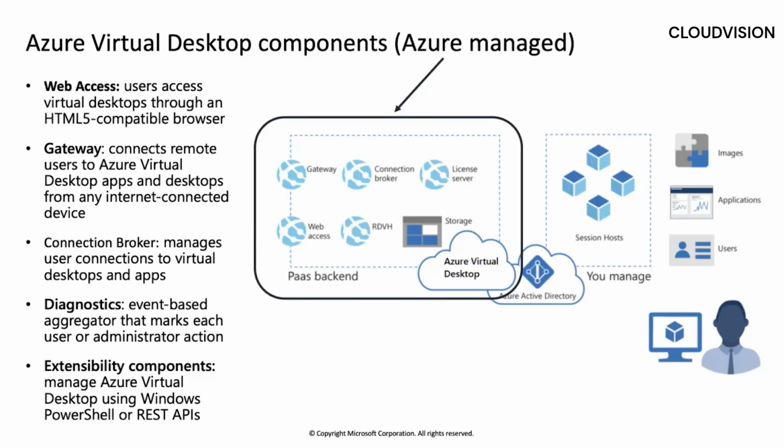All right. Now, the next component which you can see here is the gateway. The gateway is basically the one acting as a mediator, which connects your users. Which users? The remote users to their apps and desktops from their location, which are connected over the internet. So this is acting as a connection broker. The connection broker is the one which manages the user's connection.